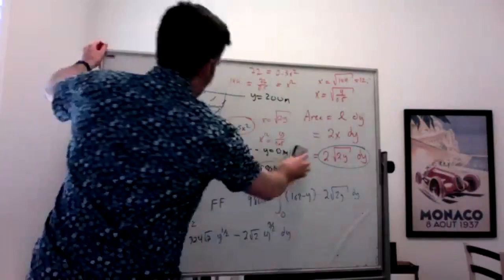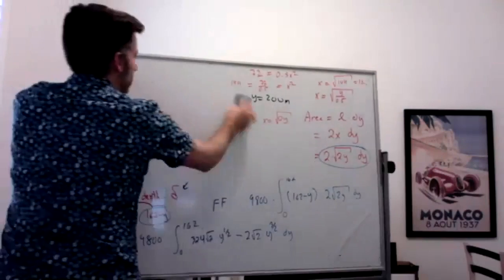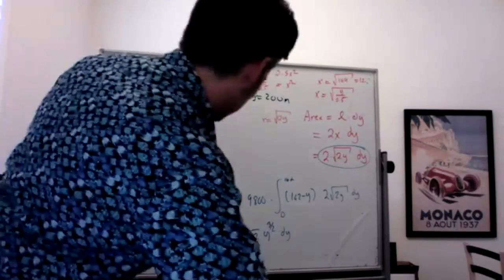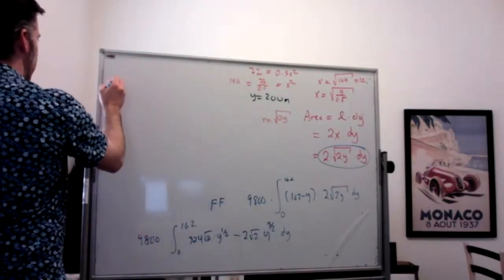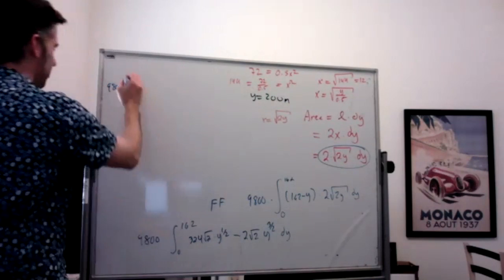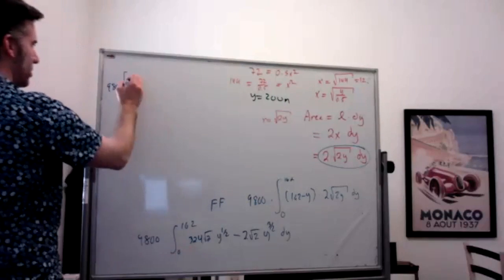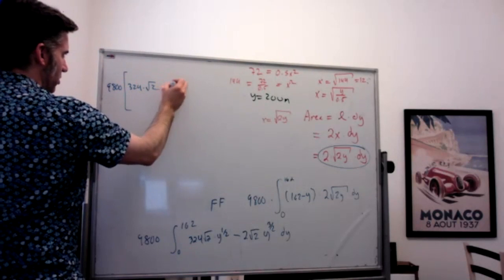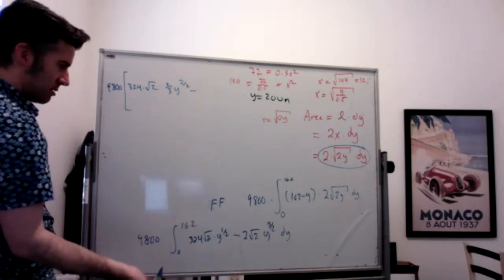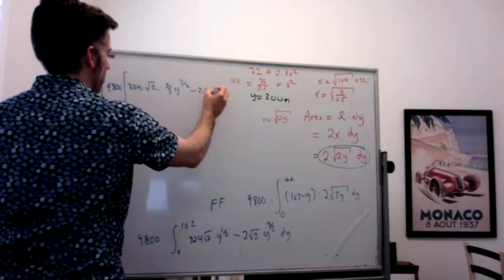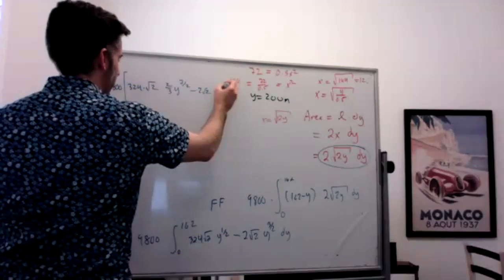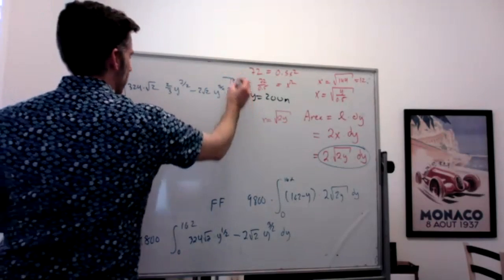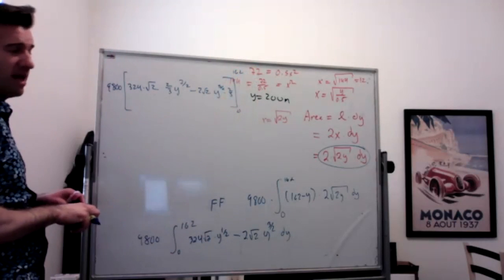Okay, so now for the not fun part. If we calculate this, it's going to be real ugly. So we're going to get 9,800 times 324 times root 2 times y to the 3/2 times 2/3, minus 2 root 2 y to the 5/2 times 2/5. That's terrible. From 0 to 162. And then you plug it in and you would cry.